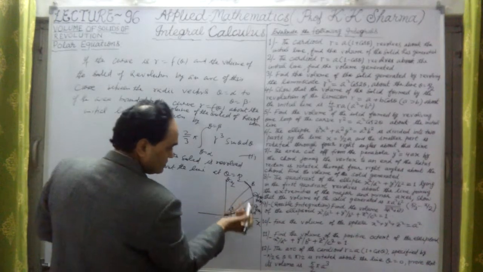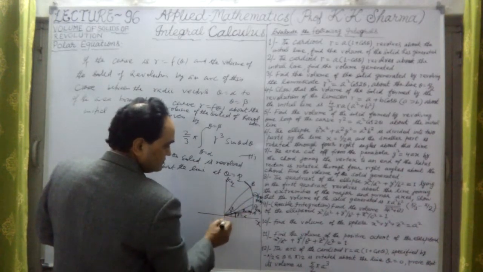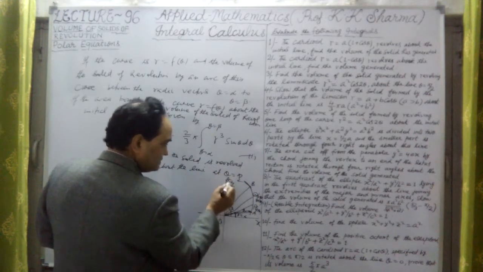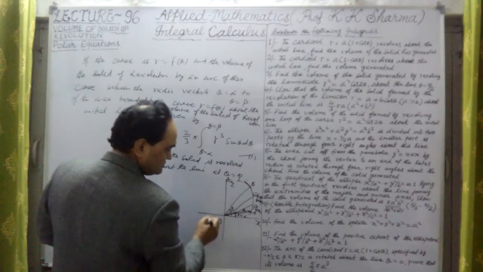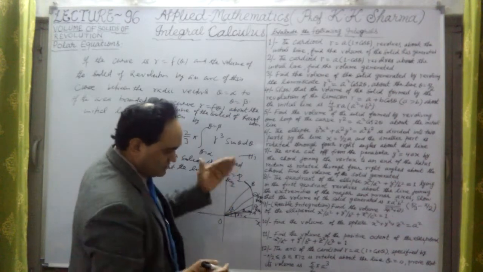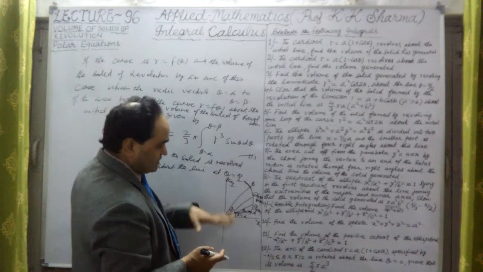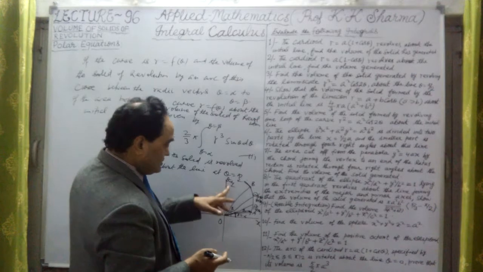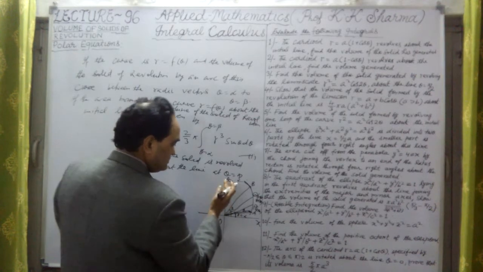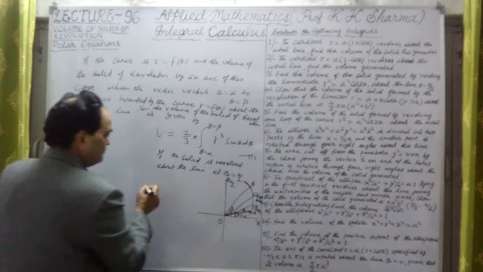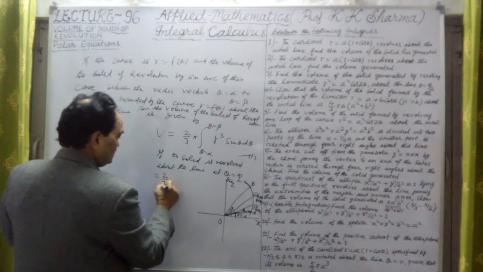Now this area OAB is revolved around the line where theta is pi by 2, and this is the initial line. If it is revolved around the initial line, this is the formula. The second formula is about the line at theta equal to pi by 2. If this is revolved around this, just like the y axis, then the second formula is given by 2 by 3 pi.